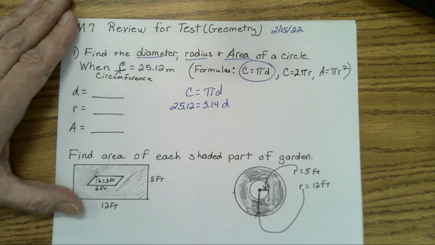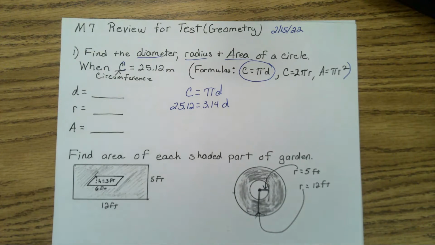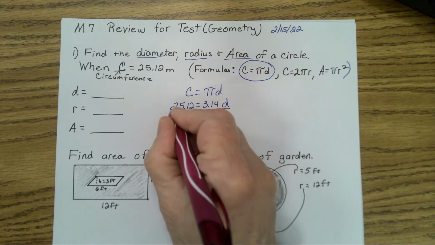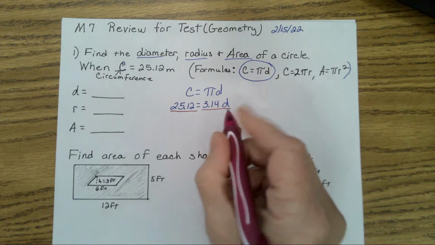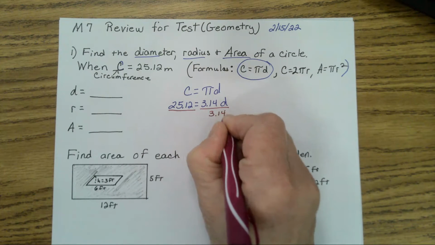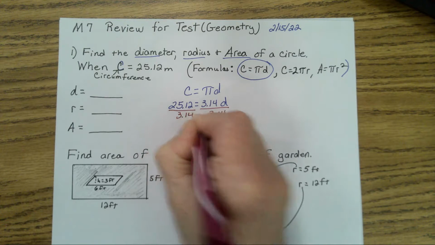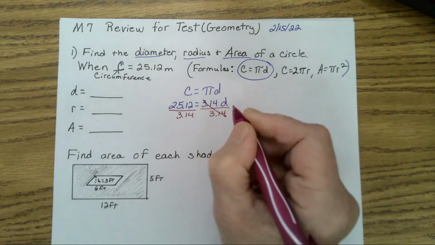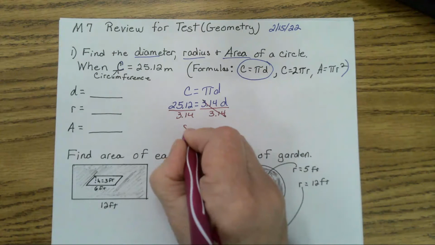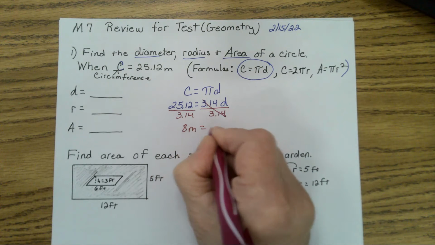And then you want to divide 25.12 by 3.14. We're going to divide both sides by 3.14 to balance our equation, aren't we? Yeah, that's correct. You should get 8. So when you divide it, you get 8, and it'll be 8 meters. 8 meters is the diameter.